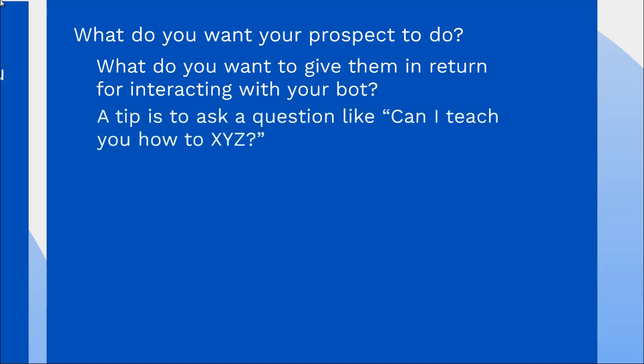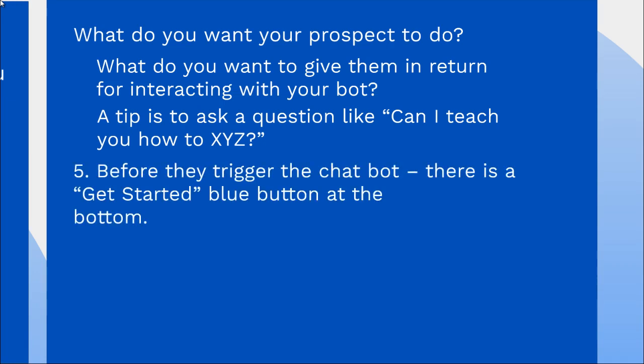Now, a tip that we found that works really well is by asking questions. So as somebody is staring at your bot, and they see a question being asked towards them that is related to what they're interested in. For example, something like, can I teach you how to XYZ? Or can I help do this for you? Can I help answer your questions? How can I help you? Now, you're only going to know this question if you've surveyed your prospects and your customers and figured out what exactly they want.